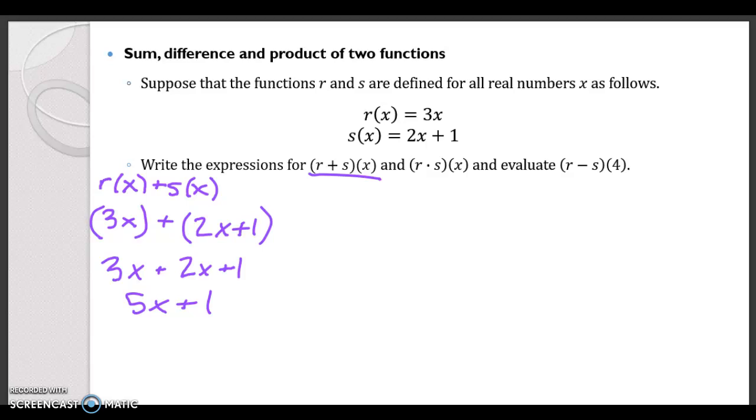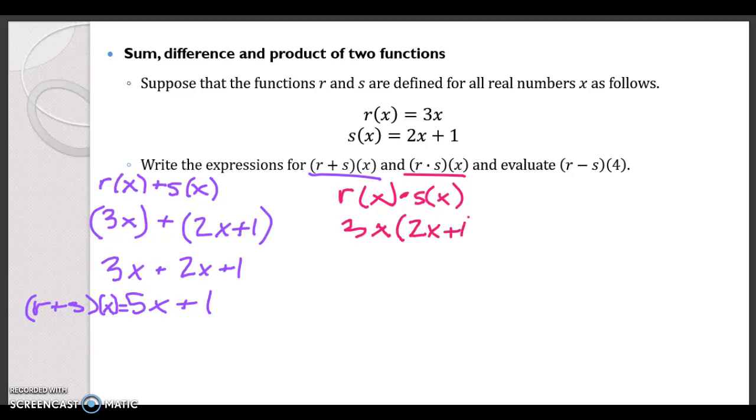So r plus s of x equals 5x plus 1. Very similar for r times s of x. That equals r of x times s of x. So we take 3x and multiply that by 2x plus 1. Now we have to be careful here because this 3x is being multiplied by the whole thing, 2x plus 1. So we have to double distribute this 3x.